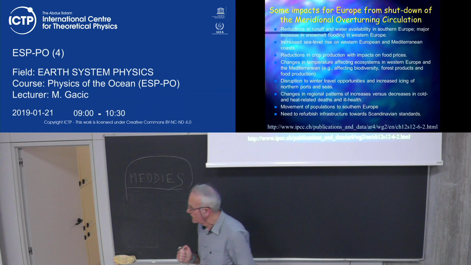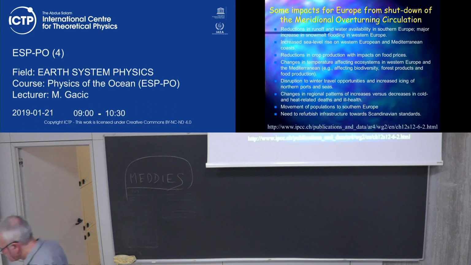And what would be the possible impacts of the shutdown or reduction of the meridional overturning circulation in the Atlantic, which, as we have seen, contributes a lot to the asymmetry between the climate east-west?